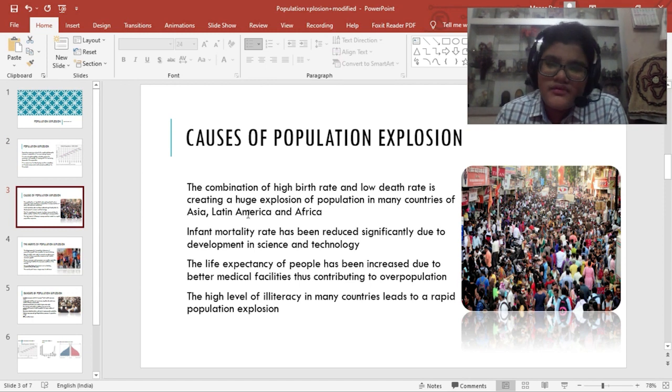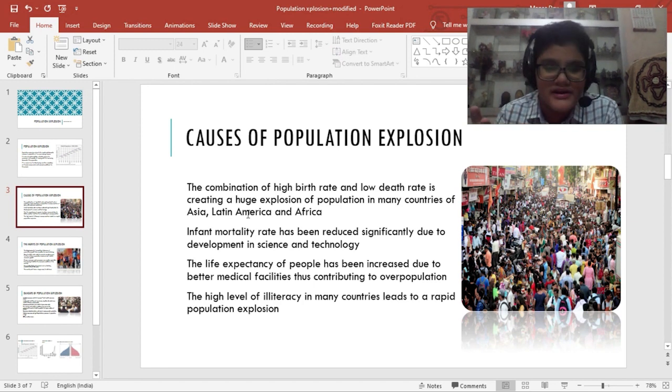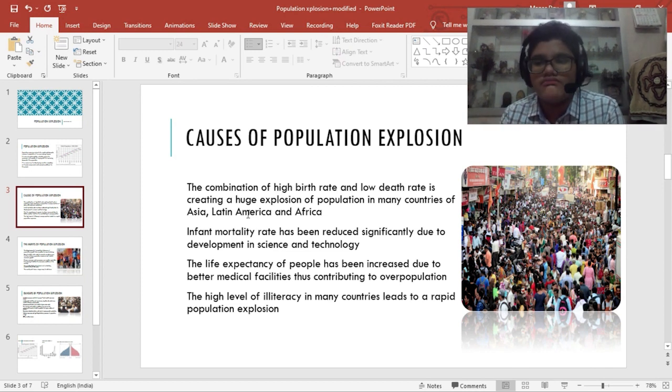So, what exactly are the causes of population explosion? Usually, the problem is a combination of high birth rate and low death rate in many countries of Asia, Latin America, and Africa. The infant mortality rate has been reduced significantly due to, as we all know, developments in science and technology. The life expectancy of people has increased significantly over the last 50 years due to better medical facilities, which contributes to overpopulation. Also, the high level of illiteracy in many countries leads to a rapid population explosion.